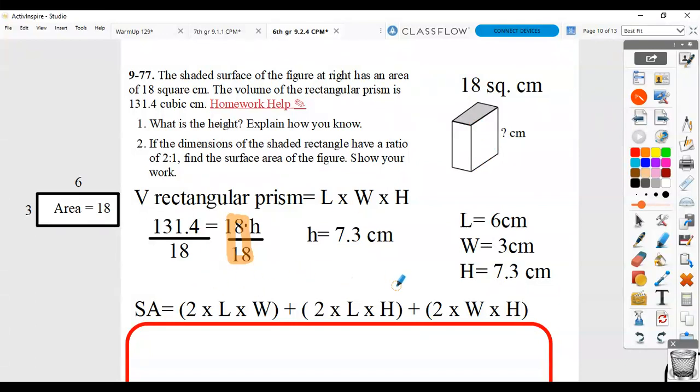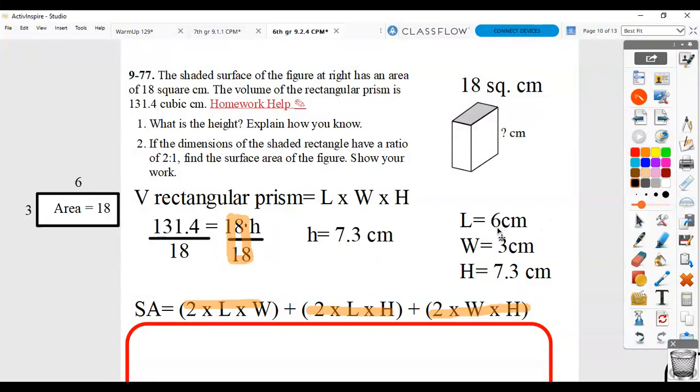2 times length times height. Length times height is going to give you another dimension. And again, we want 2 of them. 2 times width times height, the other dimension, and we want 2 of them. So what we end up getting is adding up top and bottom, sides, and front and back. Specifically, length and width would actually give you top and bottom. Length and height would give you, looks like the sides. Width and height would give you the front and back. So that's where that formula is coming from.